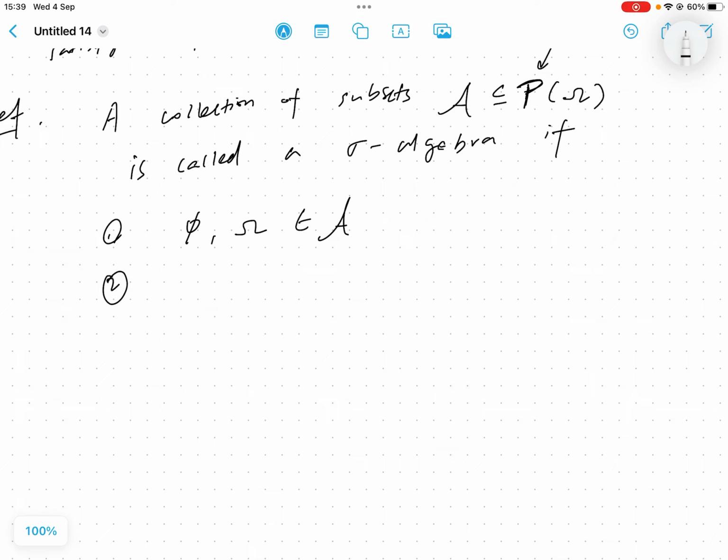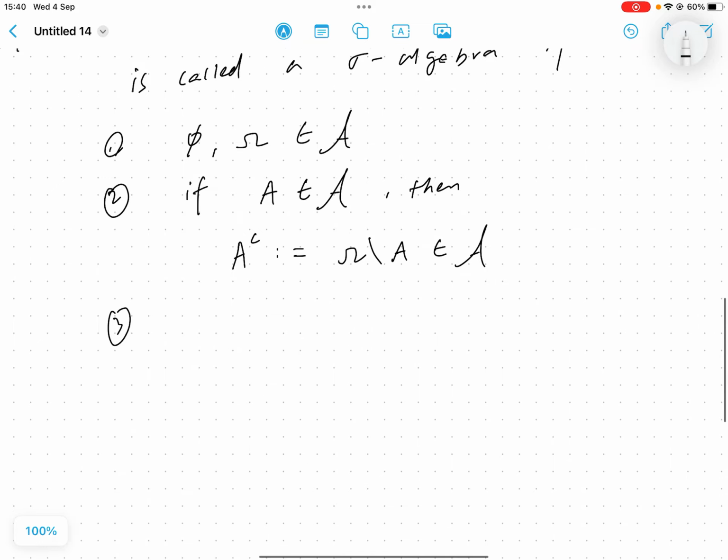Okay. The second is that if a set A, the standard capital letter A, is in this curly A, then the complement of A, which by definition is omega excluding A, is also an element of this curly A. So both A and its complement are in this curly A. That's a pretty normal requirement.